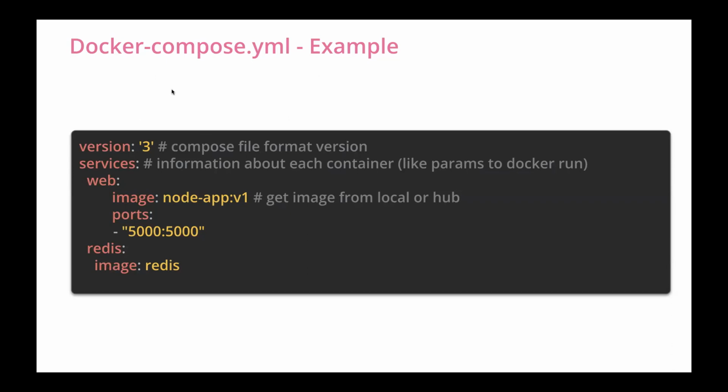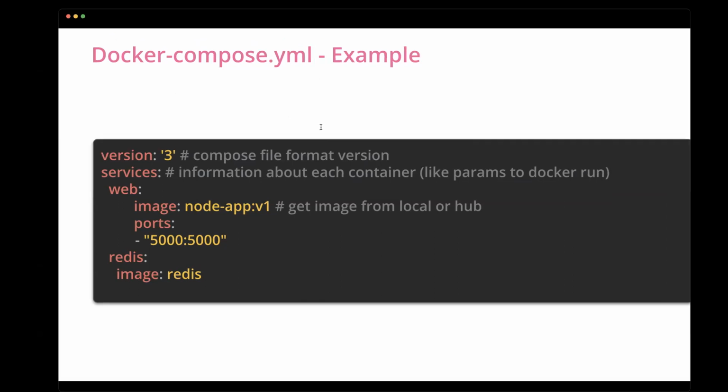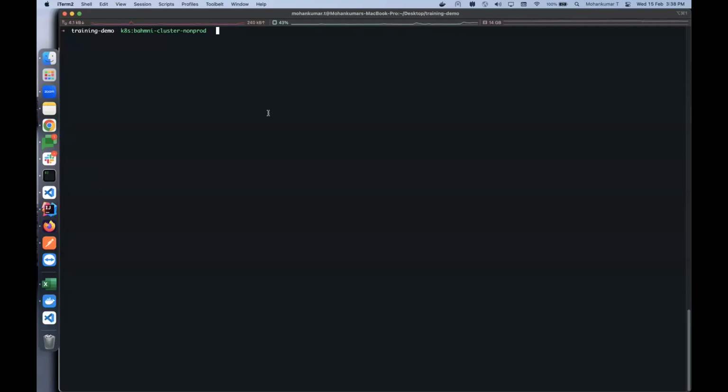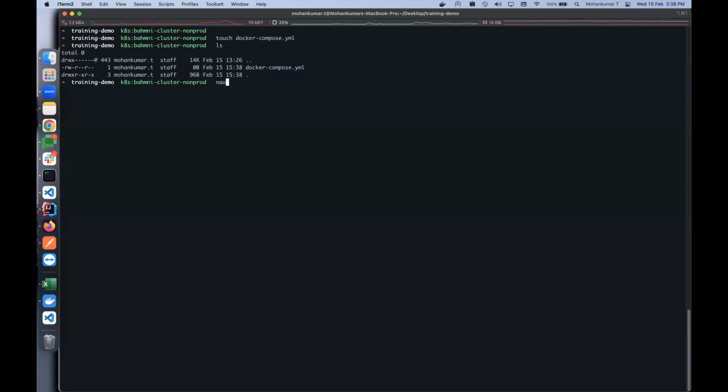Let me quickly create a Docker Compose file, and then show how we can replicate what Umer did with Docker run commands using the Docker Compose file. So I'm in a folder now. Let's say we'll create a file. I'll create docker-compose.yaml. It's an empty file, so let's get into an editor. Maybe I'll open it in VS Code.